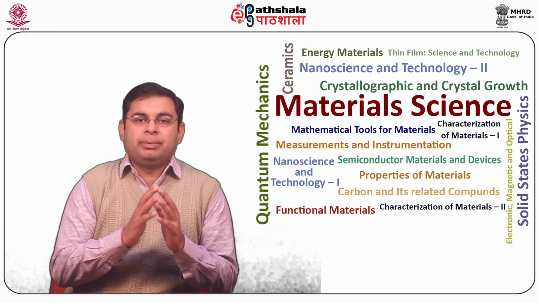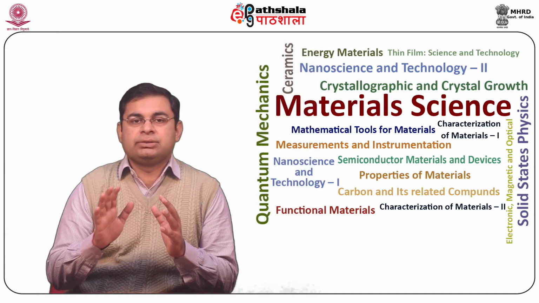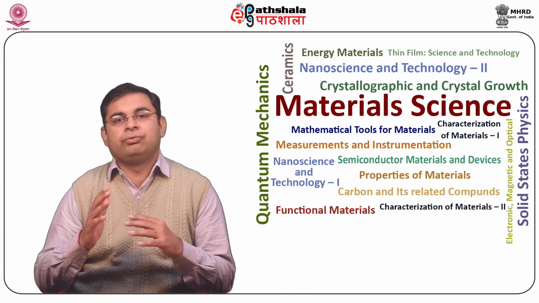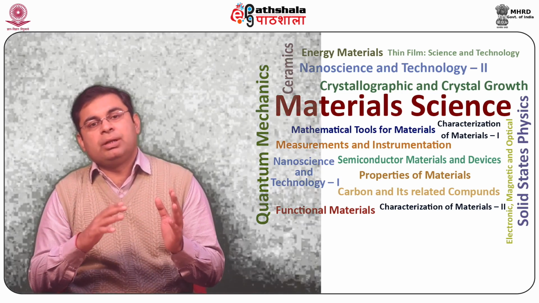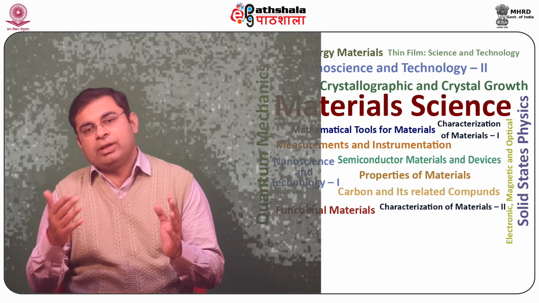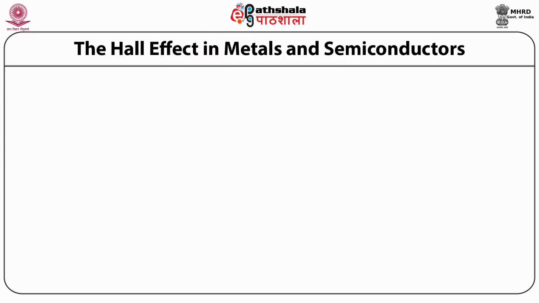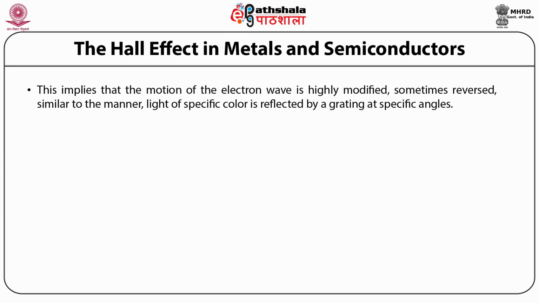Alternatively, the periodic lattice diffracts the electronic states with wave numbers near the extremes of the band, similar to the diffraction of light waves from a grating. This implies that the motion of the electron wave is highly modified, sometimes reversed, similar to the manner in which light of a specific color is reflected by a grating at specific angles.